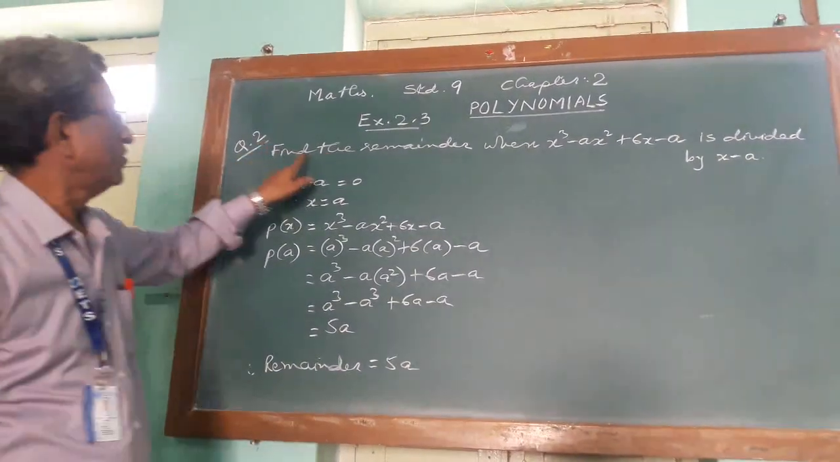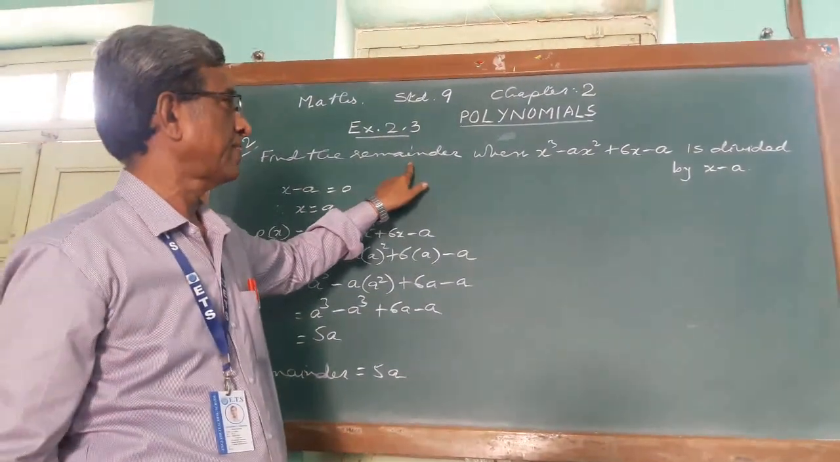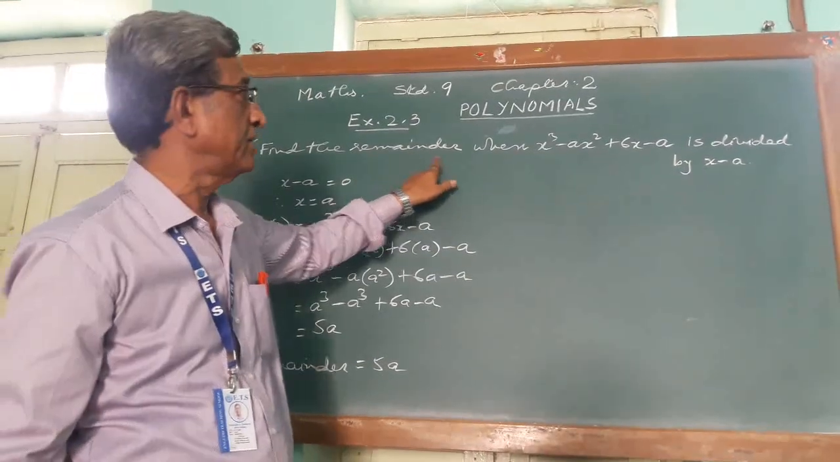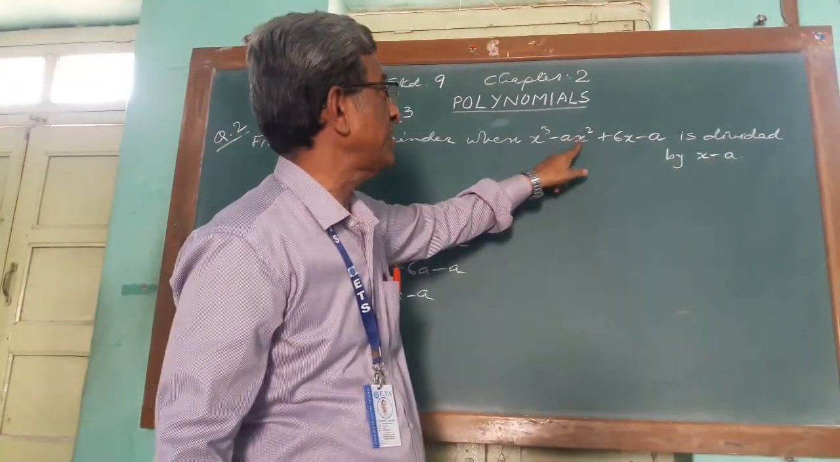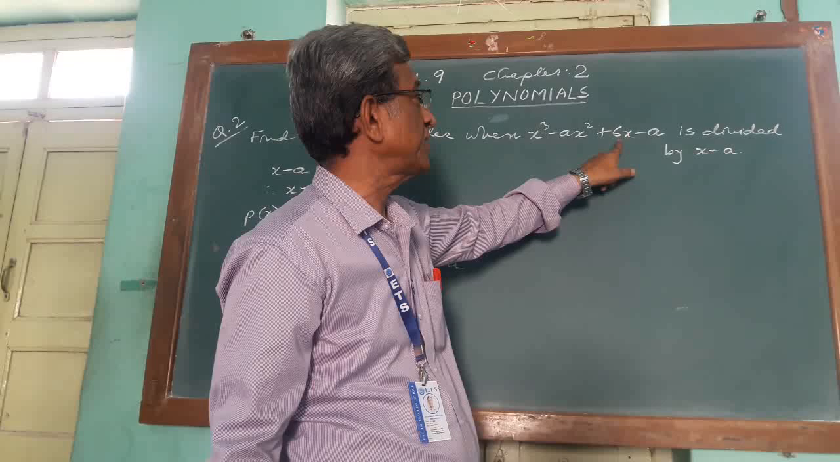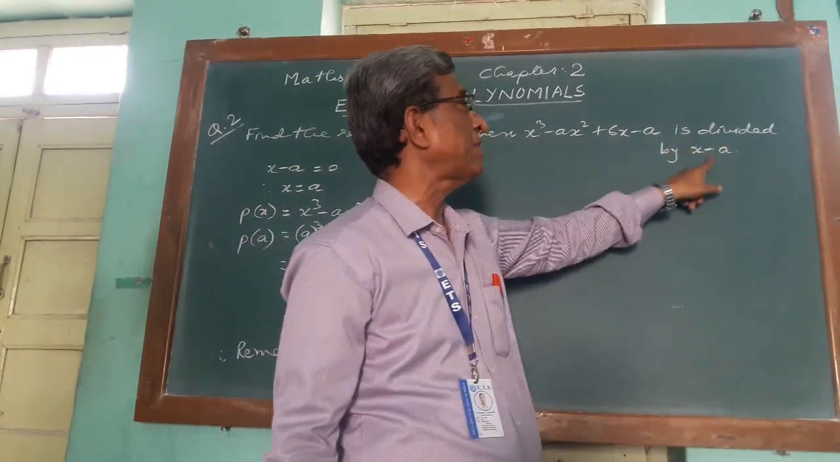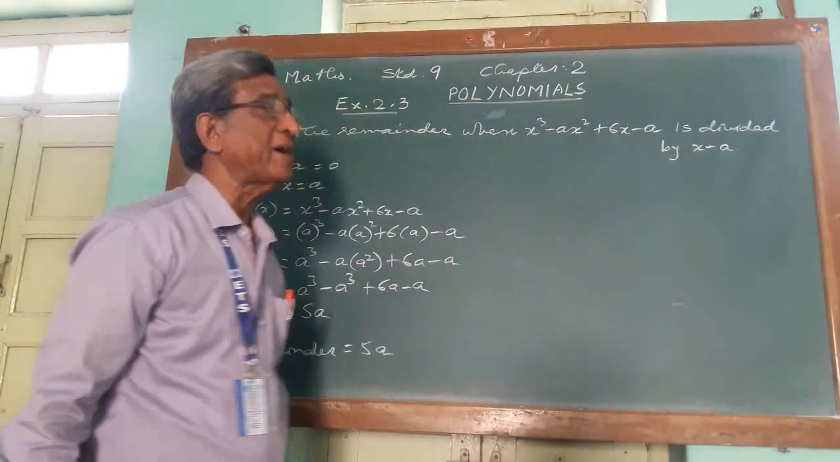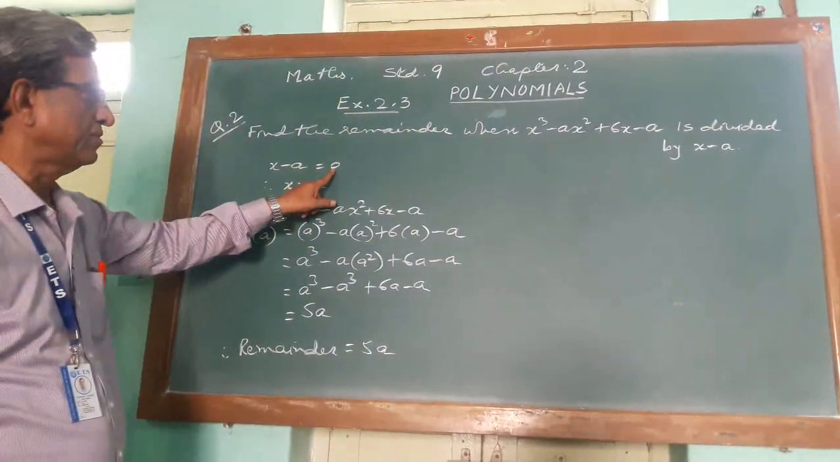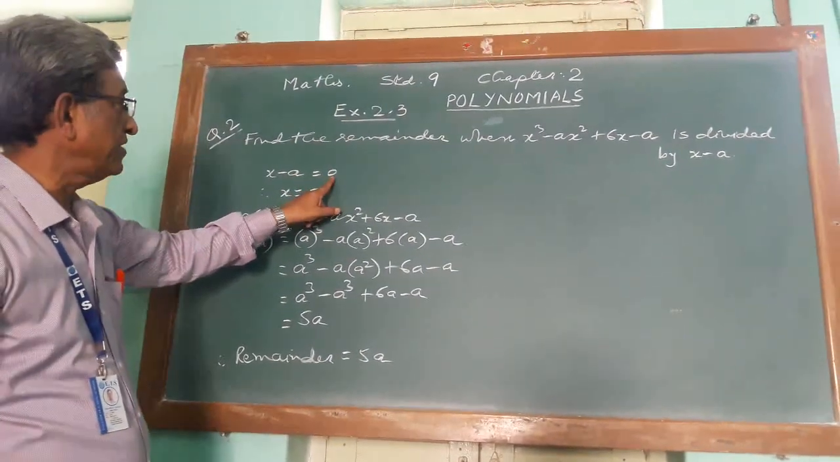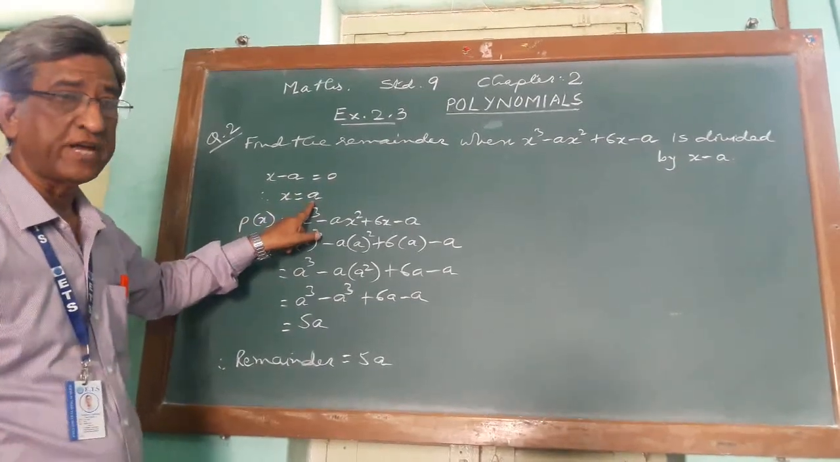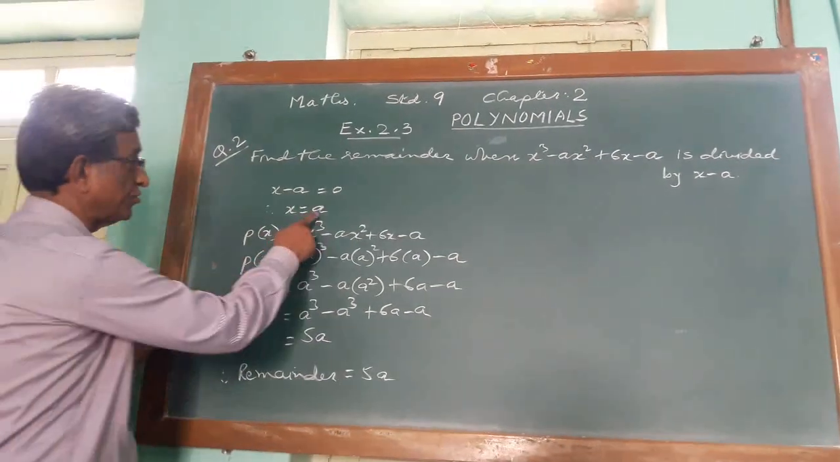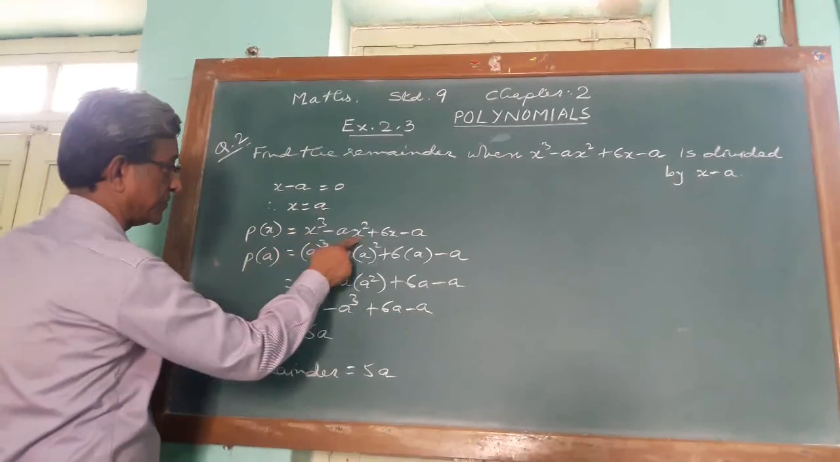Question 2. Find the remainder. Here also you have to find the remainder when x cube minus ax square plus 6x minus a is divided by x minus a. So same method. Let x minus a be equal to 0. Take a on the other side, you will get x equal to a. Substitute a in place of x.